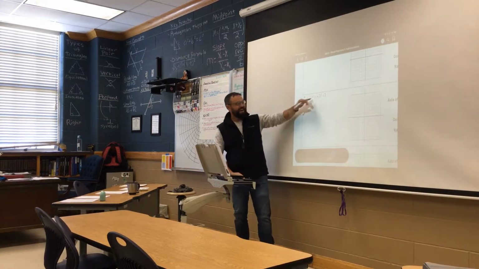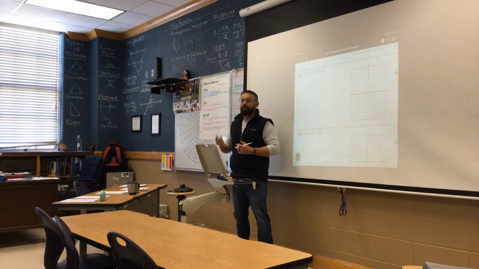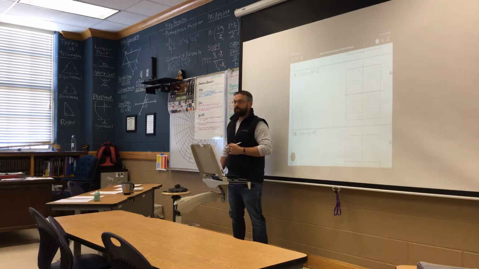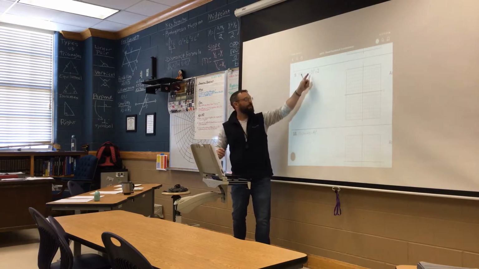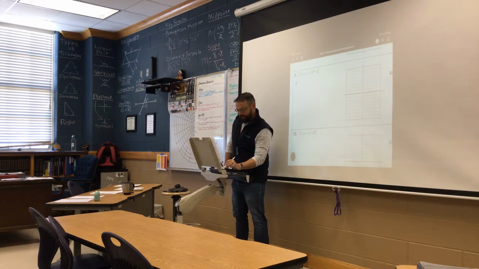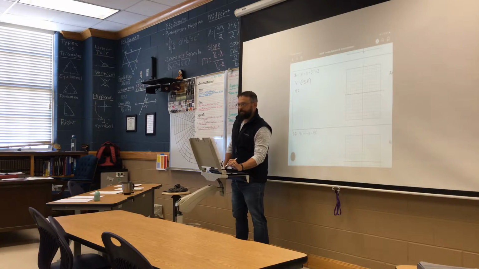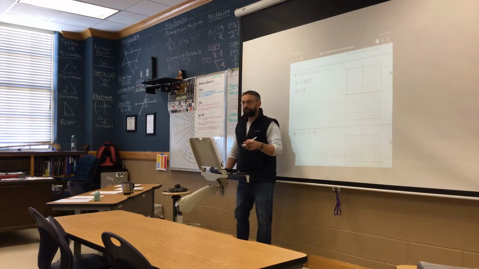So right out of the gate, I can tell several things about this. One, I know what the vertex is. Remember when you pull that number out, it changes. So your vertex is (-3, 2). I also know what my axis of symmetry is. It's x equals -3. Remember, it's the h value.